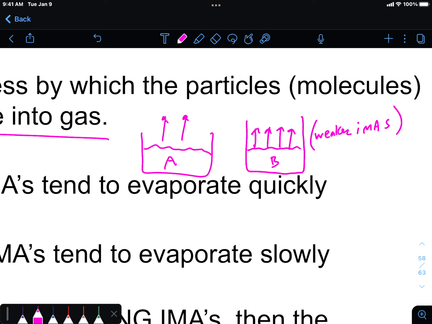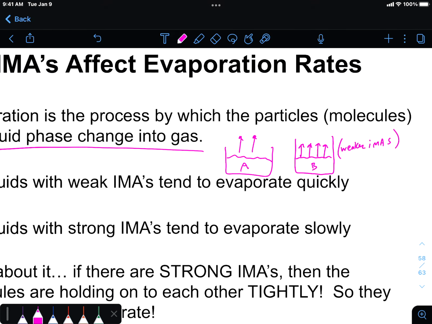So, an example, nail polish remover. If you've ever used nail polish remover, and if you've ever spilled any on a countertop, you don't even really have time to wipe it up. It evaporates so quickly, by the time you turn around, get yourself a paper towel, come back, it's already gone. Water, on the other hand, will hang around because water has really strong attractions. Water has hydrogen bonding. So water will evaporate, but it just takes a long time because its attractions are so strong.